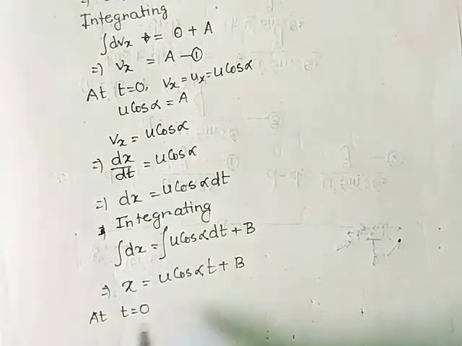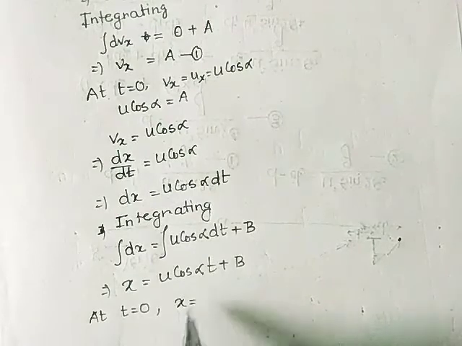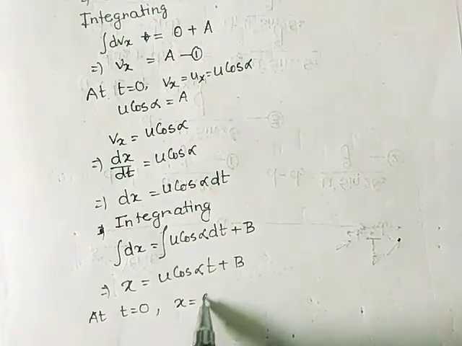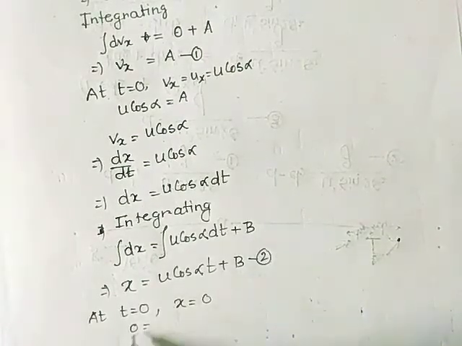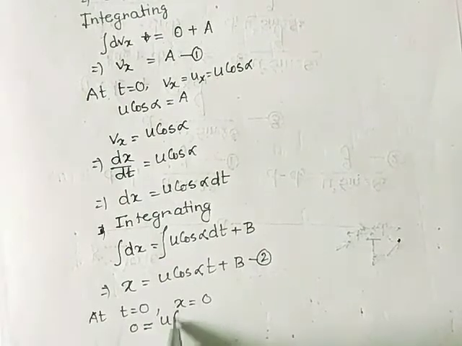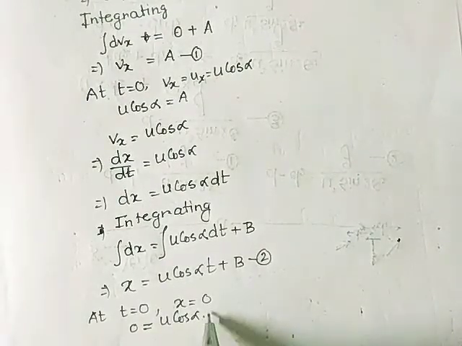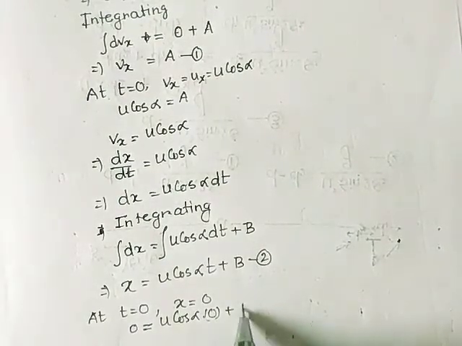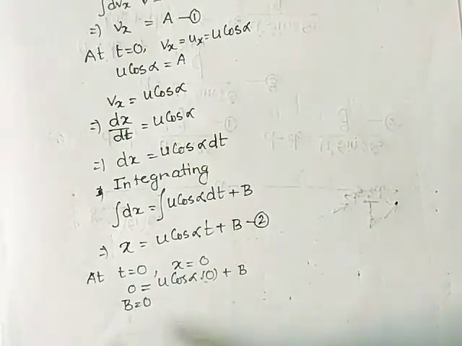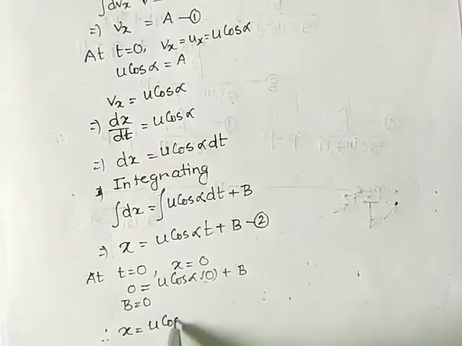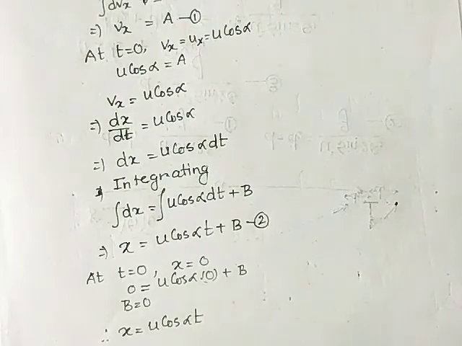At t equal to 0, what is the value of x? Obviously it is 0. So if I put this in this equation, then 0 equal to u cos alpha into 0 plus b. So from here b equal to 0, so that we get the equation x equal to u cos alpha into t. So just see from here what we have obtained.